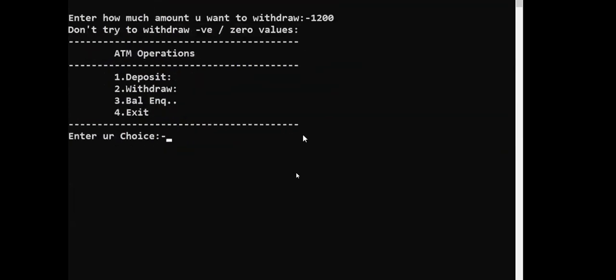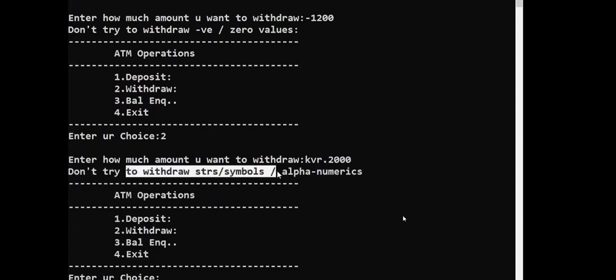Next, enter the value. Blindly, you can close your eyes and run my application. Enter how much amount you want to withdraw. KVR data 2,000, I'm saying. It is going to say don't try to withdraw strings, symbols and alphanumerics.